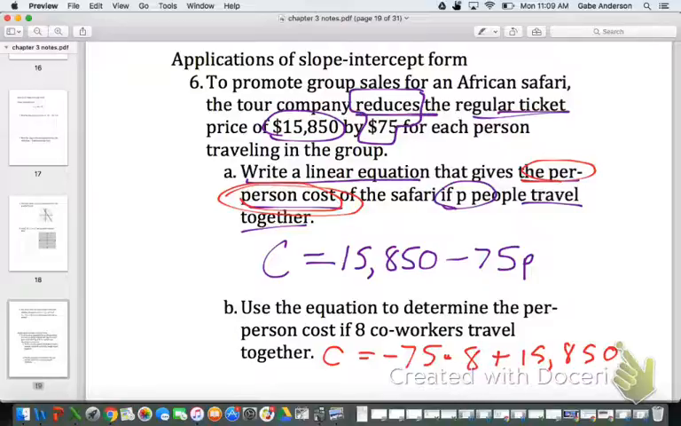600. So 15,250 would be the final cost. So per person, it would be $15,250. That's still a lot of money, but it's $600 less because you got 8 people to go together. So perhaps they'll be happy with that. Anyways, that is the finish to 3.5 slope intercept form. You guys doing okay?